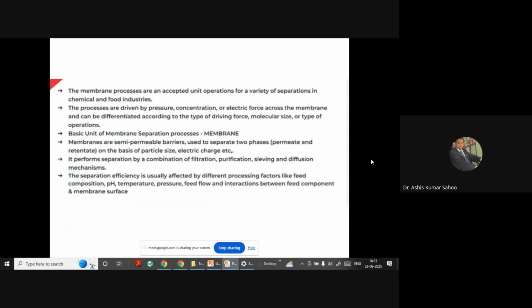The basic unit of a membrane separation process is the membrane. Membranes are semi-permeable barriers used to separate two phases, one is the permeate and the other is the retentate, on the basis of particle size and electric charge. It performs separation by a combination of filtration, purification, sieving, and diffusion. Separation efficiency is usually affected by process factors like feed composition, pH, temperature, pressure, etc.